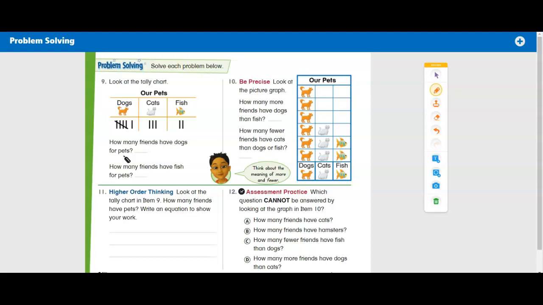So look at dogs on the tally chart and count how many tally marks there are to represent how many friends have dogs for pets. Write your answer in the blank below. It also wants to know how many friends have fish for pets. You will need to look at the tally chart, count the number of fish, and write it in the blank for number 9.